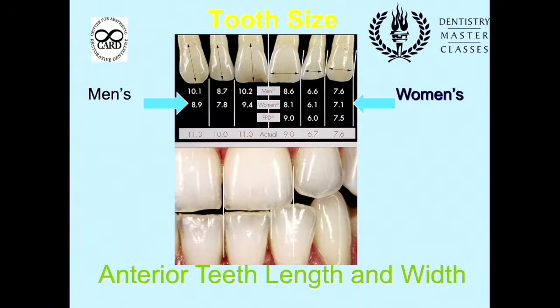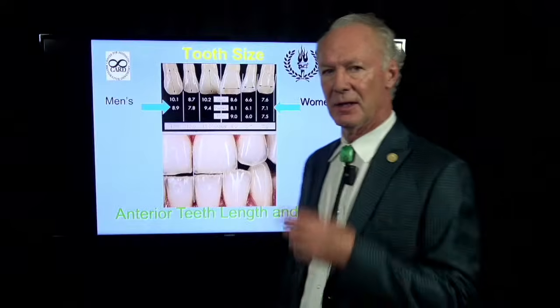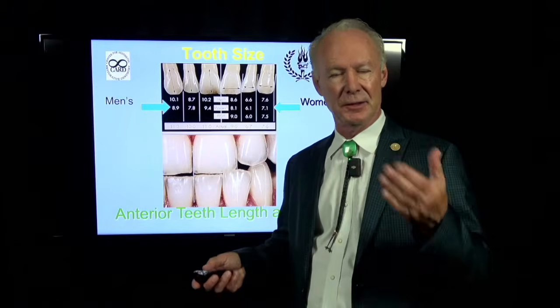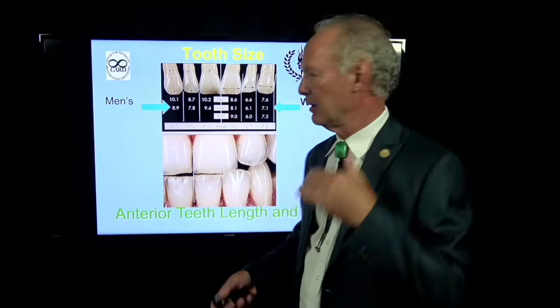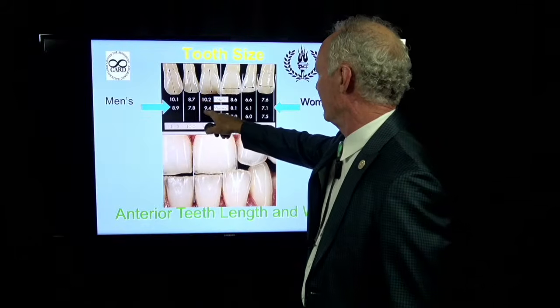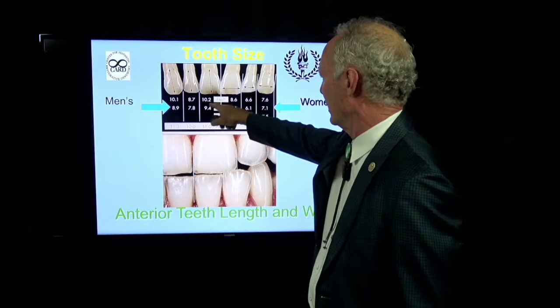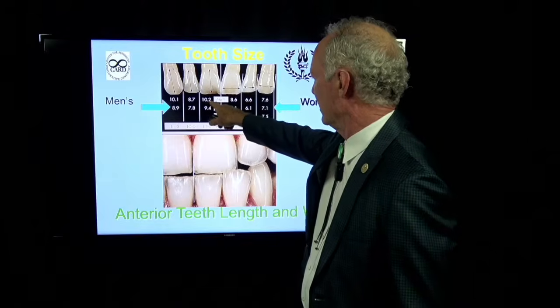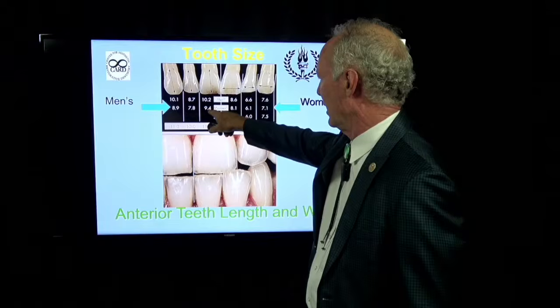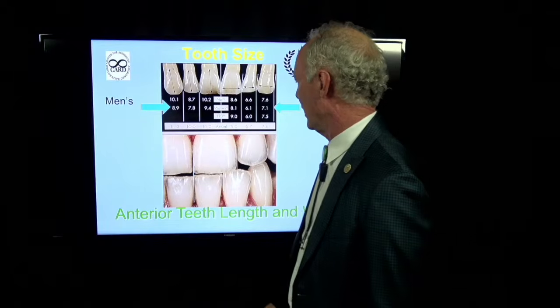The first thing we need to understand is the tooth size. The ideal central incisor on a normal person is about 10 to 11 millimeters long, and it's about 8.5 millimeters wide, or about 9.5 millimeters wide. So the central is about 10, actually it's about 11 millimeters long and about 9.5 millimeters wide.